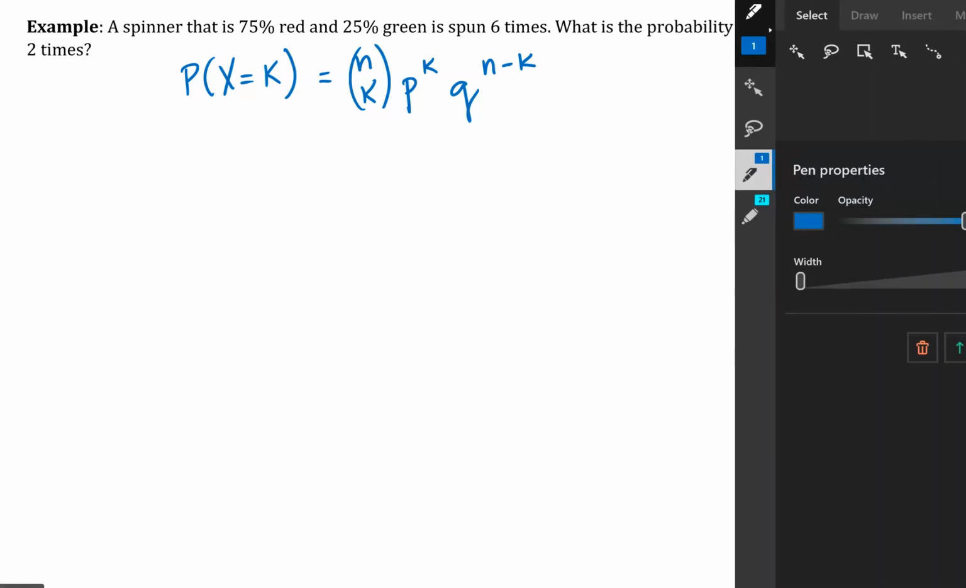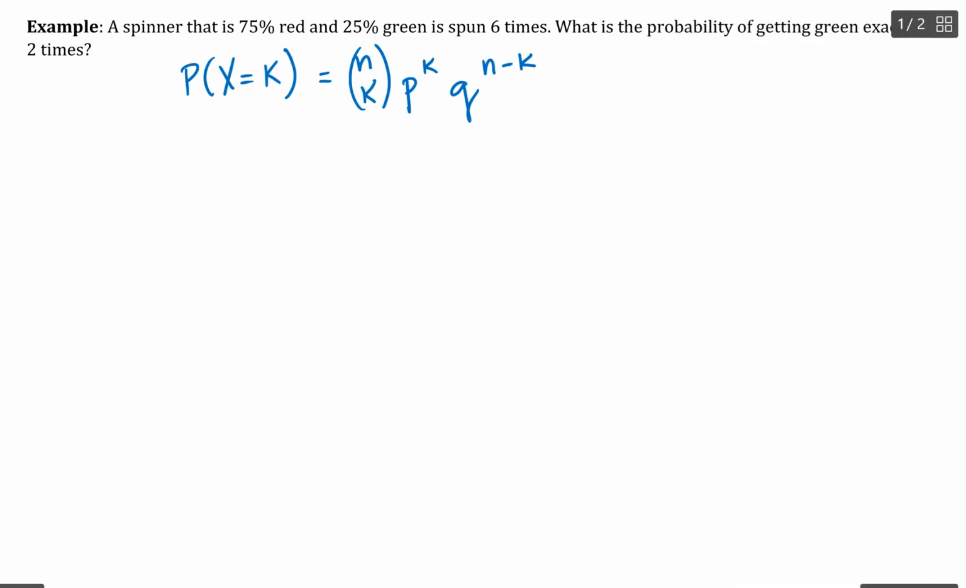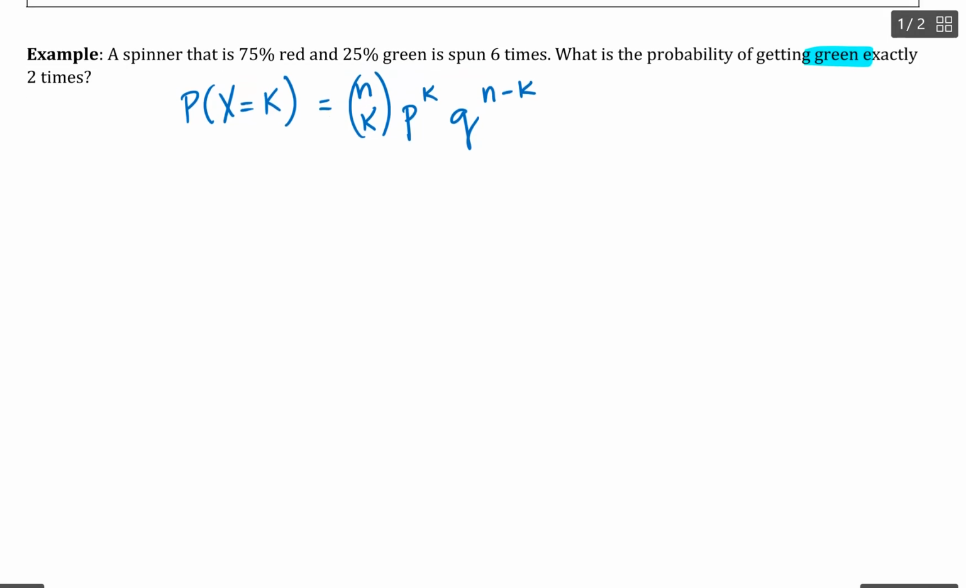So now let's figure out from this problem what our different variables are. We are asked about the probability of getting green exactly 2 times. So that thing that we're interested in, 2 times, is this value K. So K is equal to 2. And then our probability of green, that's what we are being asked about. That's what we're considering a success in this problem.